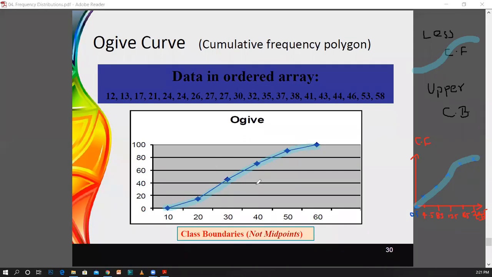Therefore, the difference between the previous ones and this ogive curve is that the ogive curve uses the cumulative frequencies, and for the x-axis, it uses the upper class boundaries, not the class midpoint.